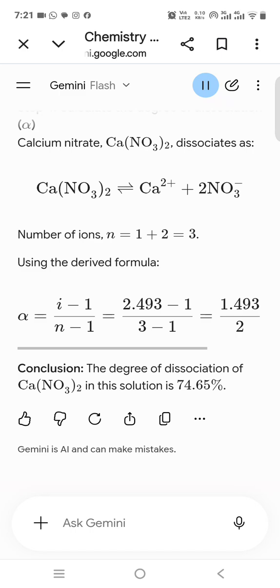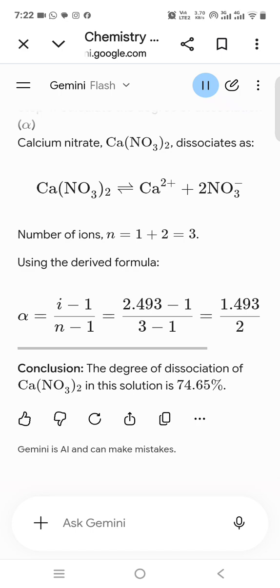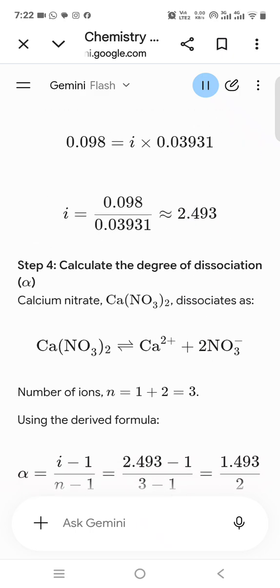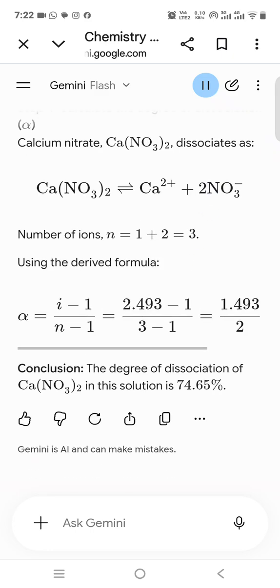B. Numerical solution. Step 1. Find the observed elevation in boiling point, ΔT_b. Step 2. Calculate the molality, m, of the solution. Step 3. Calculate the Van 't Hoff factor i. The formula for elevation of boiling point considering dissociation is: Step 4. Calculate the degree of dissociation, alpha. Calcium nitrate, Ca(NO3)2, dissociates as number of ions, n equals 1 plus 2 equals 3. Using the derived formula. Conclusion: the degree of dissociation of Ca(NO3)2 in this solution is 74.65%.